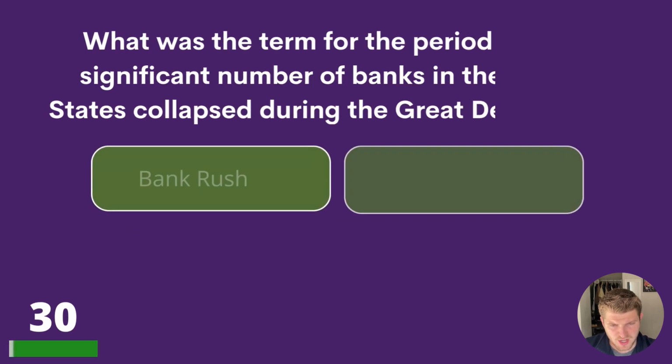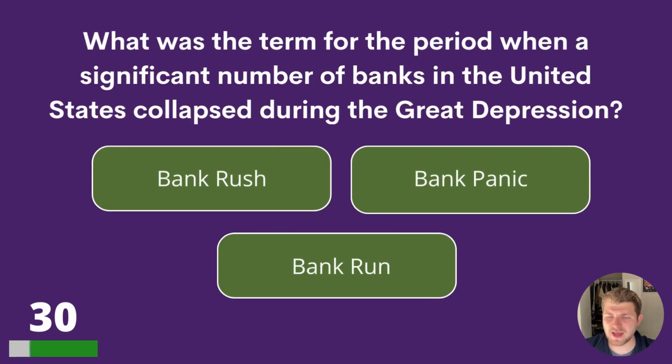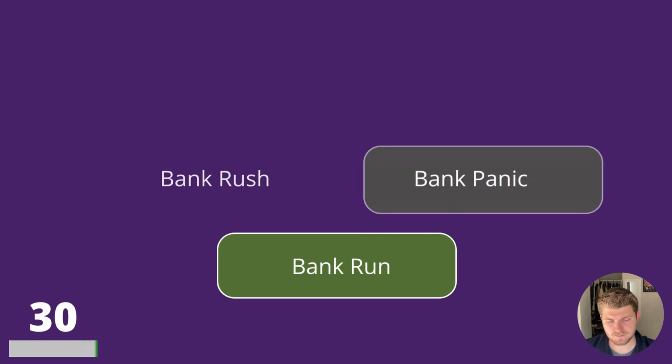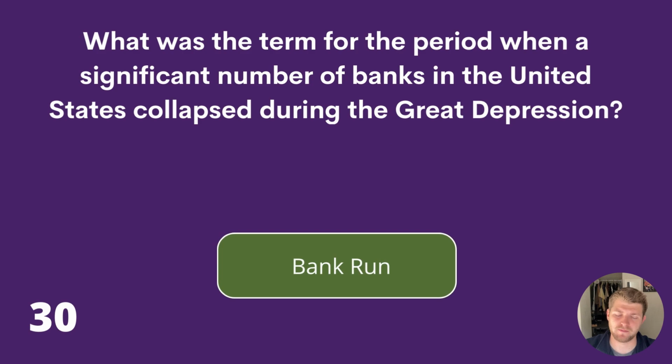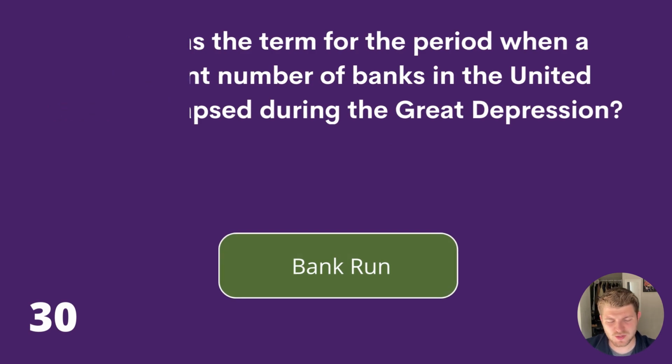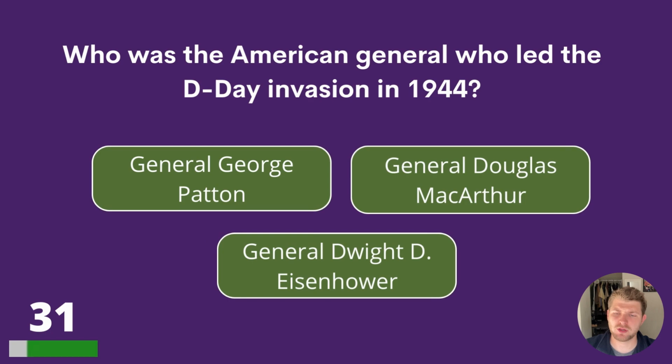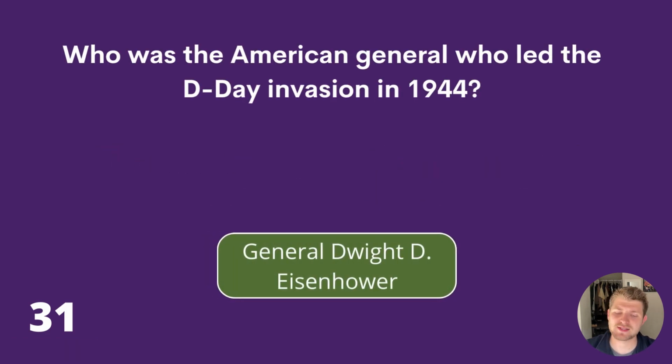Question 30. What was the term for the period when a significant number of banks in the United States collapsed during the Great Depression? Bank rush, bank panic, or bank run? The answer is bank run. Question 31. Who was the American general who led the D-Day invasion in 1944? Is it General George Patton, General Douglas MacArthur, or General Dwight D. Eisenhower? General Dwight D. Eisenhower is the answer.